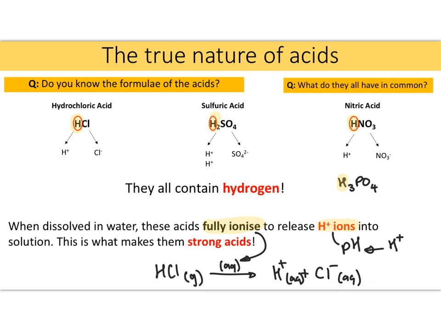So when they say fully ionize, what they're saying is that the molecule where the hydrogen is bonded to something else, that bond is breaking, and we're getting two separate ions, and one of those ions is an H+ ion, and it's the H+ ion that is making something an acid.